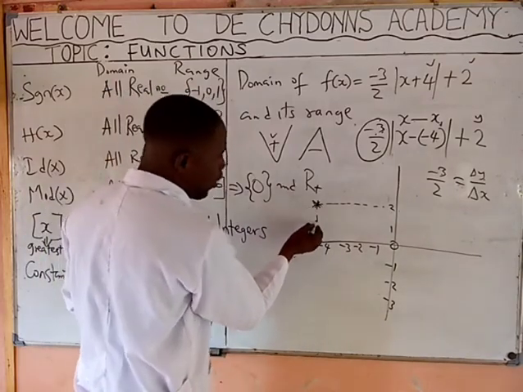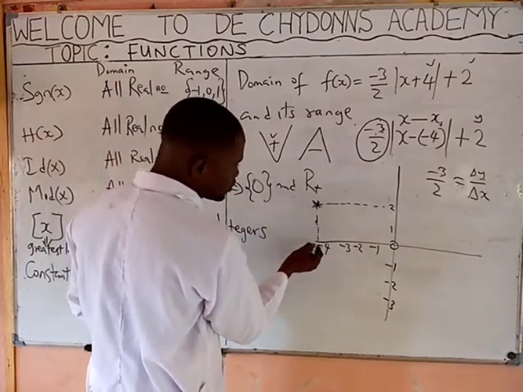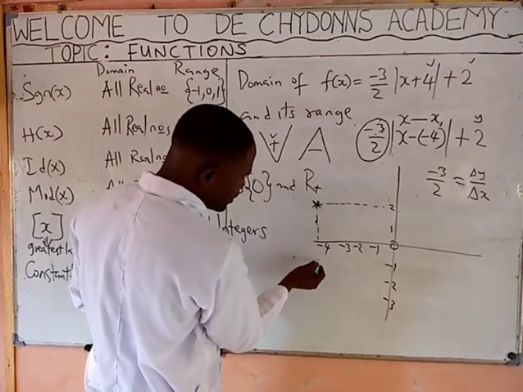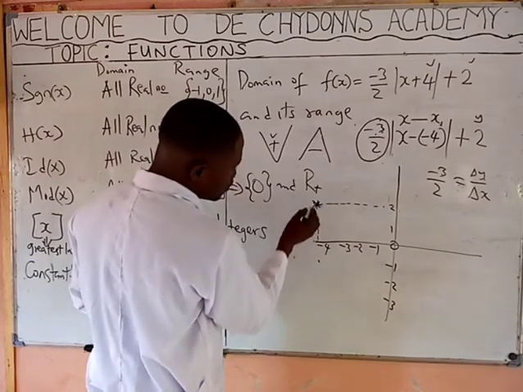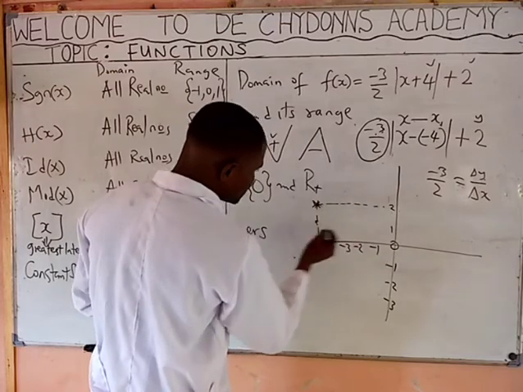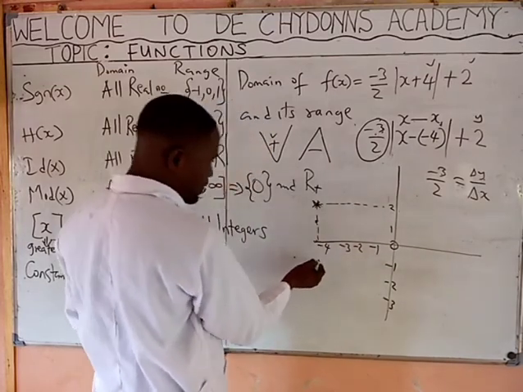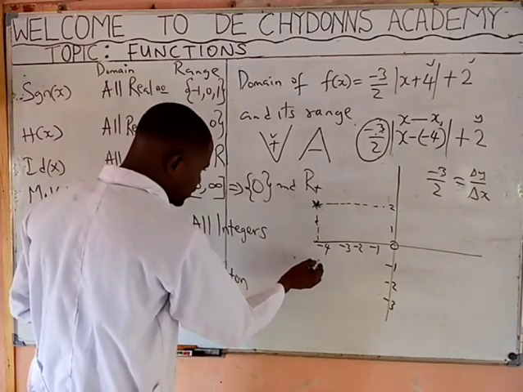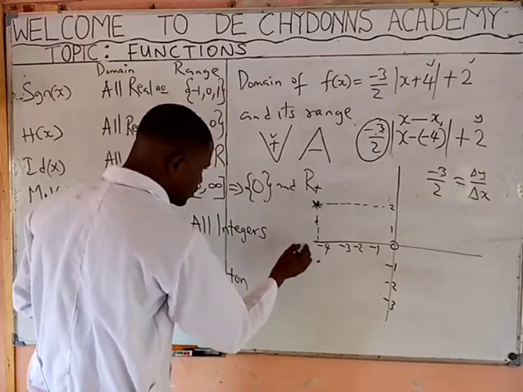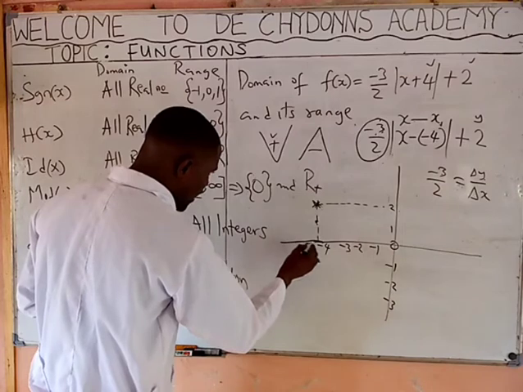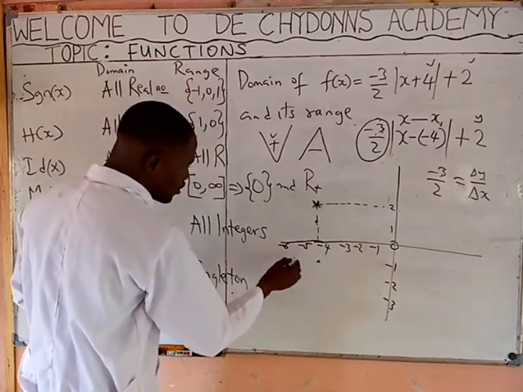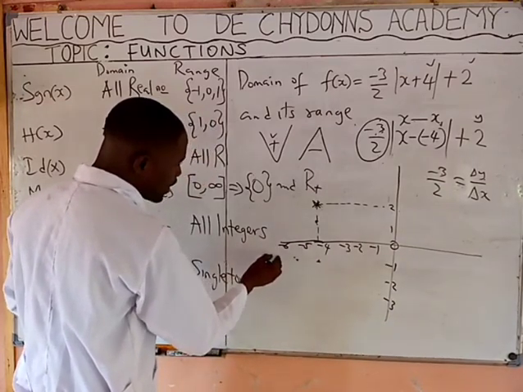From here to here 1 step, 2 steps, 3 steps. So from here to here 1 step, 2 steps, 3 steps. Then we move horizontally. From here to here minus 5, minus 6. From here to here 1 step, 2 steps.